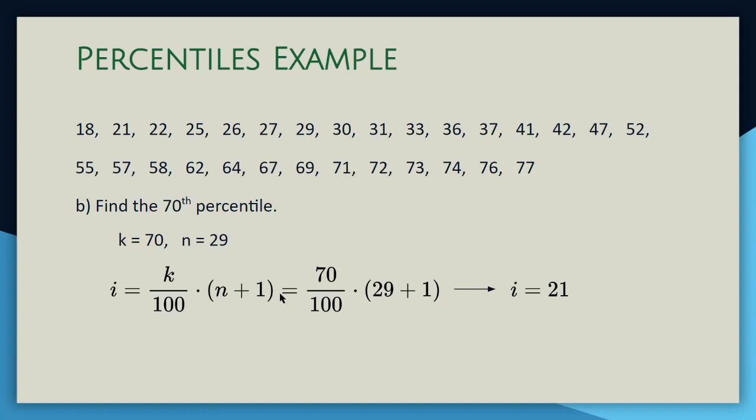Since that's a whole number, we know that we just need to go to the 21st number in the list, and that's our answer. So 1, 2, 3, 4, 5, 6, 7, 8, up to 21. So I'm getting 64 is the number at the 21st spot in the list. So the 70th percentile is 64. 70% of the ages of these actors are less than 64. 30% of the ages are greater than 64.